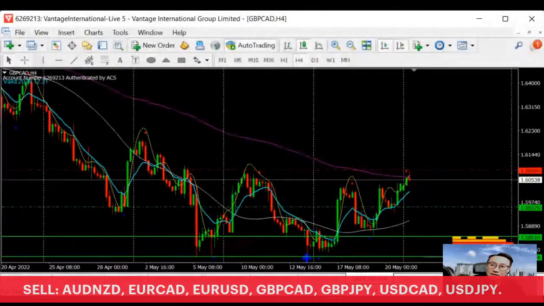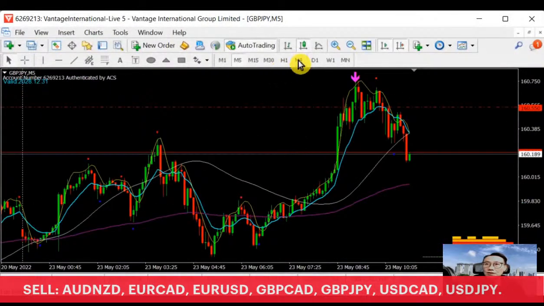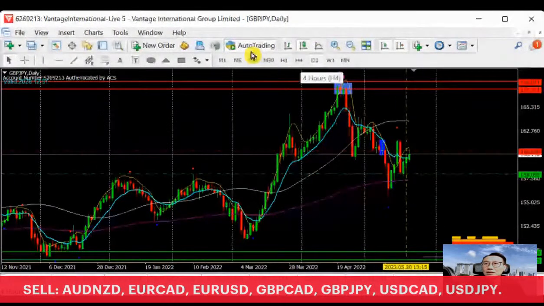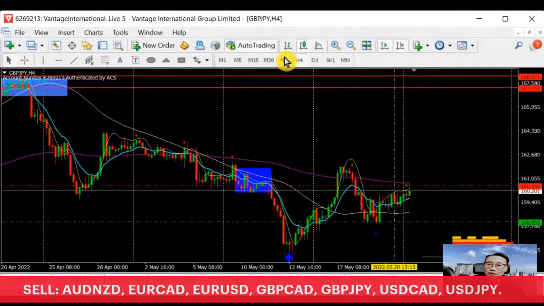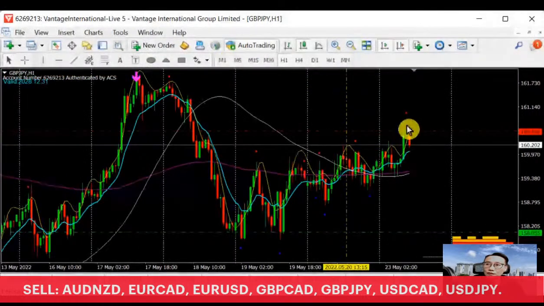From my picks, all my picks, just now earlier on, pound yen retested the resistance in H4 over here. Then H1 turned down for selling.